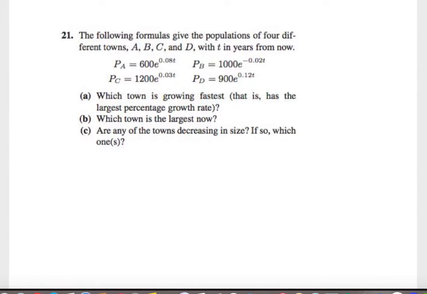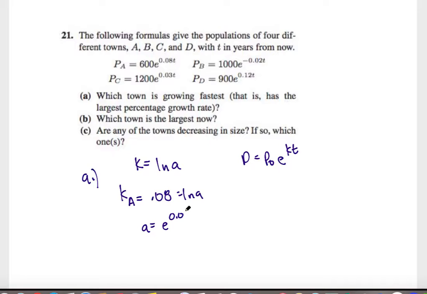So question 21 has 4 different formulas, and we want to know which town is growing the fastest, rather, which has the largest percent growth rate. So we're going to start by noting the fact that k is equal to ln of a. And remember that we have P equals P initial times e raised to the kt. So for each one of these, we'll just find a value for k. So ka is equal to 0.08, which is equal to ln of a. Therefore, a equals e to the 0.08.